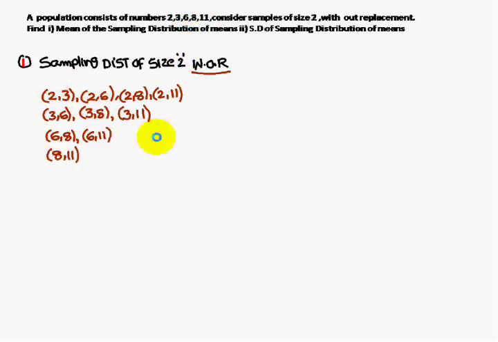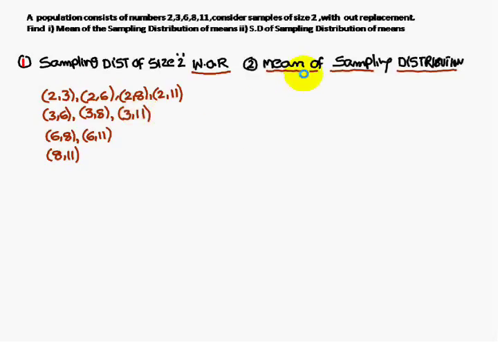So how many pairs do you come across? 10 pairs are available. So you can predict how many pairs you are going to get in the sampling distribution. Here, how many numbers are there? 5 numbers are there, size 2. Therefore 5C2 pairs will be there in the sampling distribution. 5C2 is nothing but 10. So how to find out the mean of this sampling distribution?